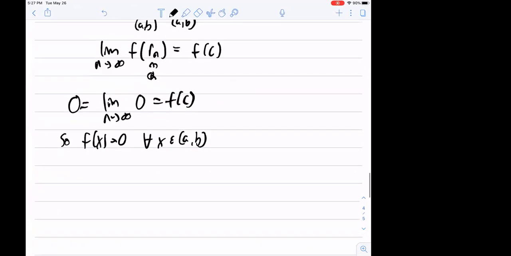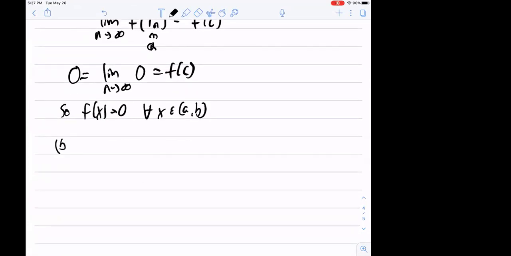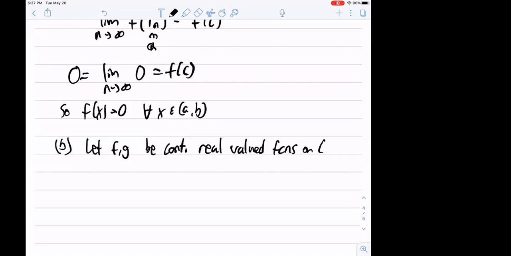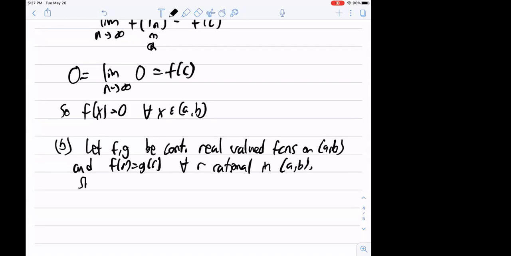Great. So the second part is really simple. It's a one-line proof now. Let F, G be continuous real valued functions on AB, and F of R equals G of R for all R rational in AB. Show F of X equals G of X for all X in AB.